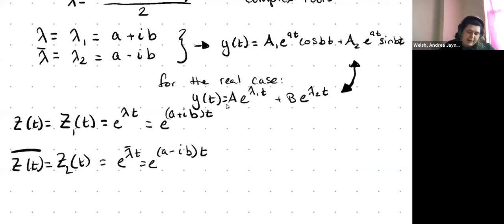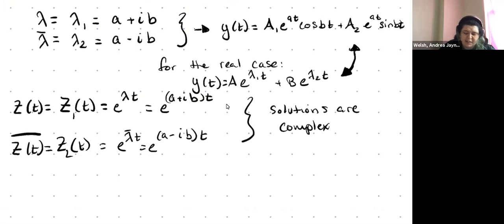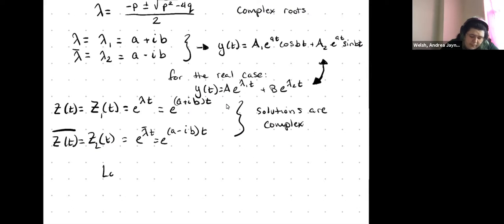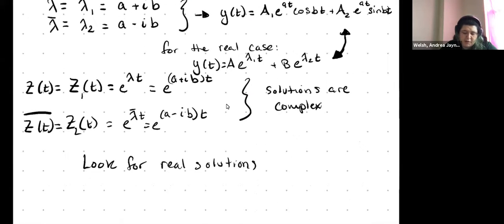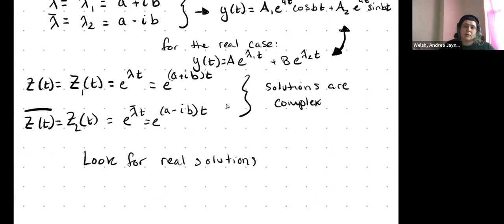So we can see that these solutions, z(t), are complex. We have imaginary numbers in them. A lot of times we want real solutions. While these two are solutions, and you can keep them as solutions, we want to look for real solutions. So I'm going to reserve y(t) to be my real solution, and that's ultimately the solution we're going to want in the end.